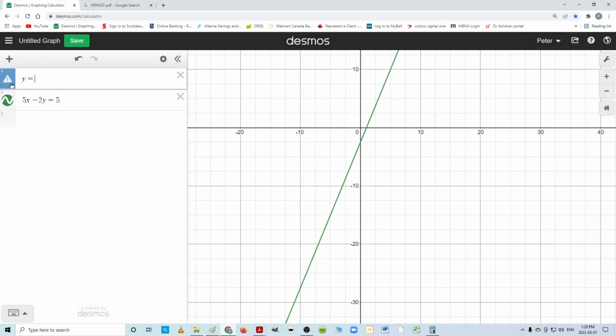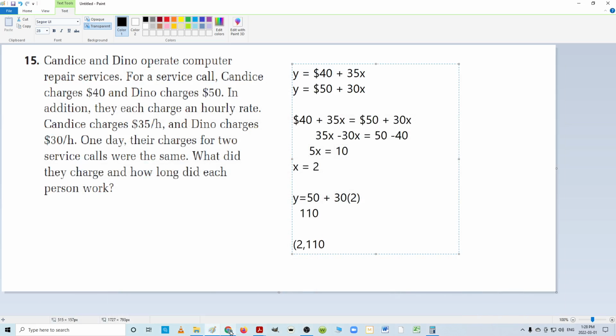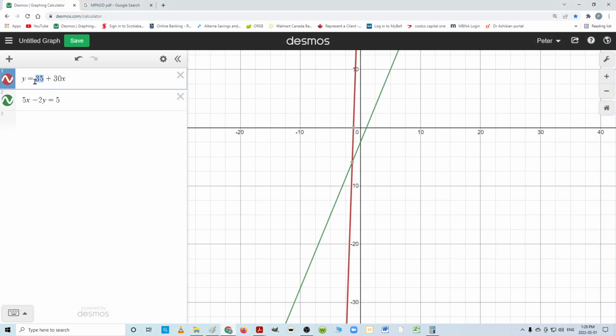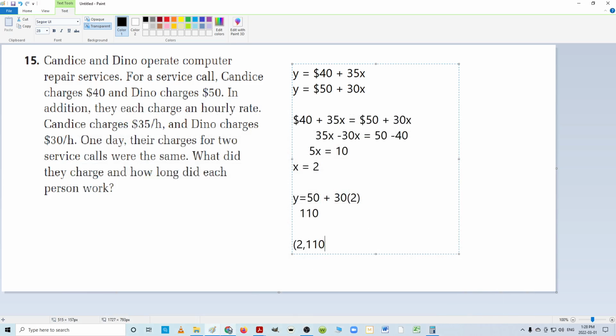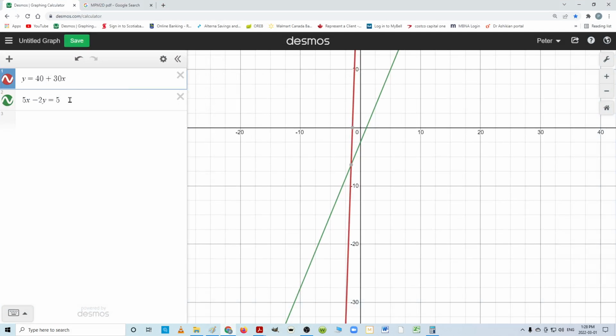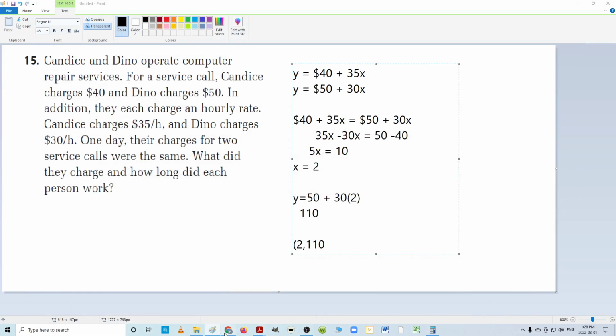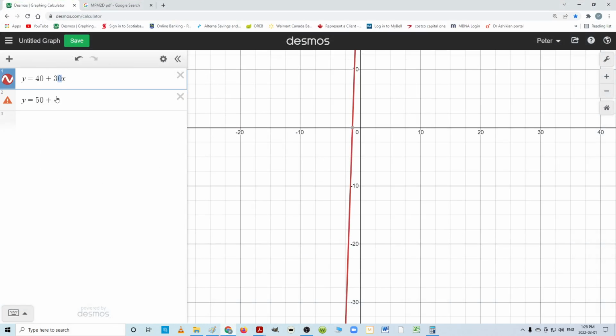Y is equal to 35 plus 30x, 40 plus 30x, and y is equal to 50 plus 30x. It wasn't 30x, though. They have different charge rates. This one's 35 and 30x. And where they meet.